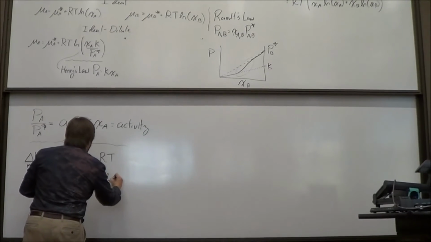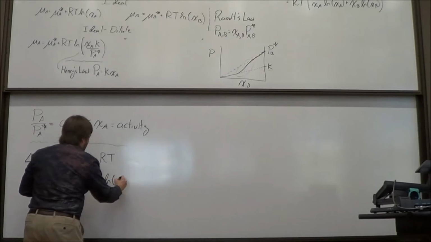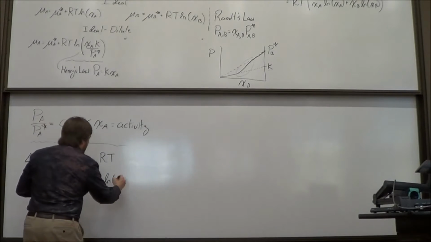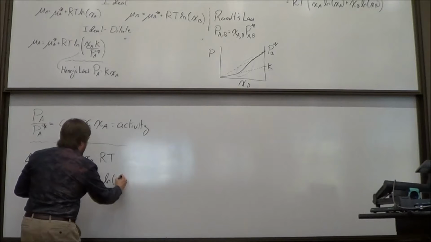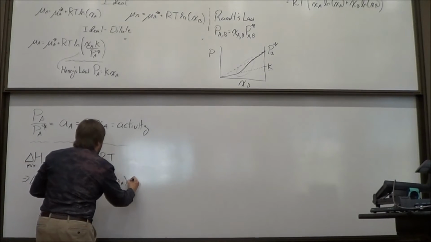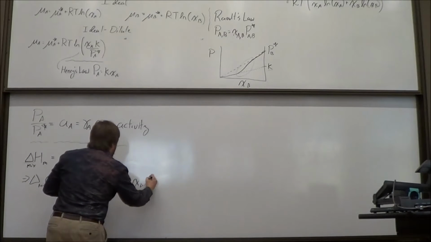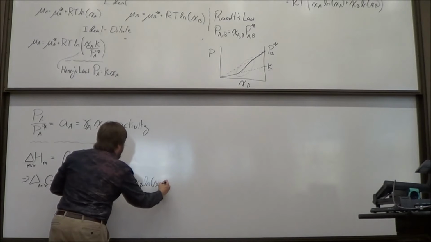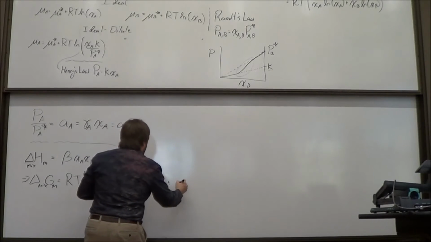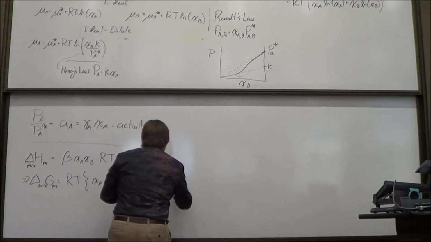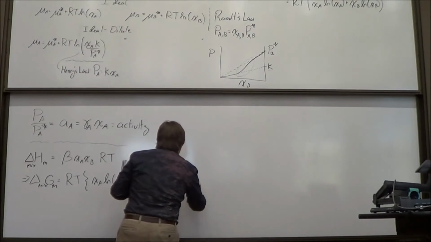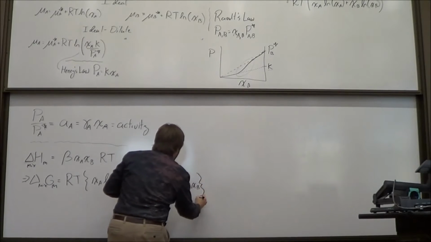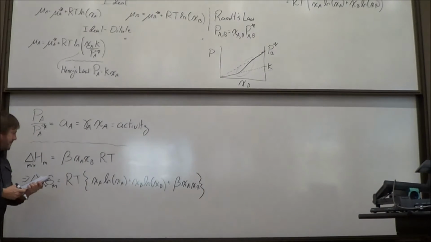So what I've got is something that looks like this is the minus T delta S part, by the way, chi A ln chi A, that's chi B, ln chi B. Okay, so this is minus T delta S. And then let me insert the enthalpy part. Okay. So that's the enthalpy part.